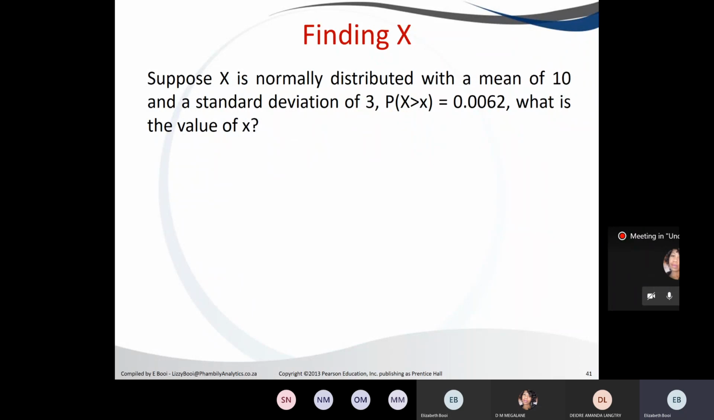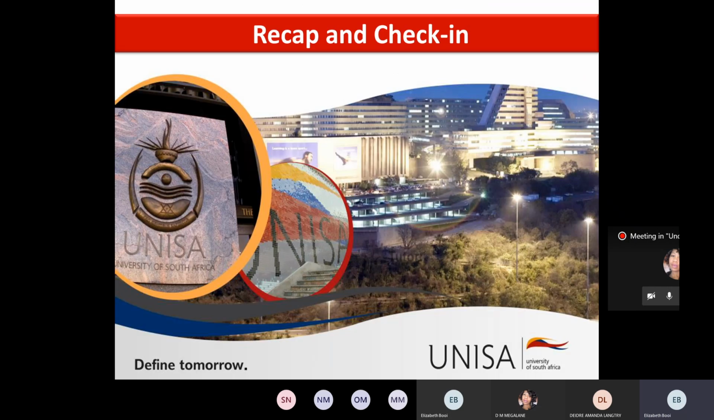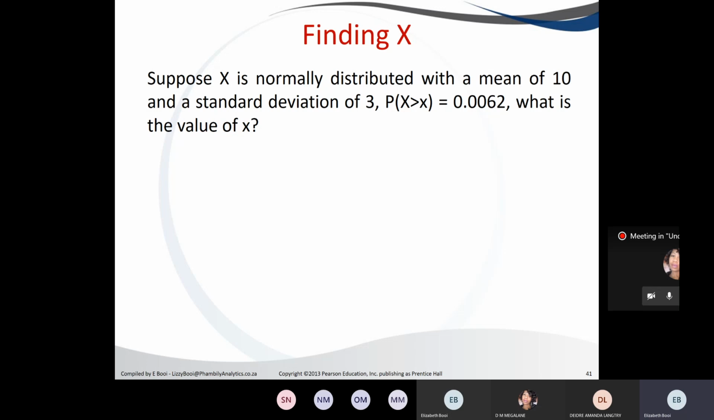So the key thing here is to find how they found this probability. And because of this sign, we know that when they found this probability, they used 1 minus the value they found on the table. In order for us to find that x, we need to find the z score. So we need to work backwards from here.